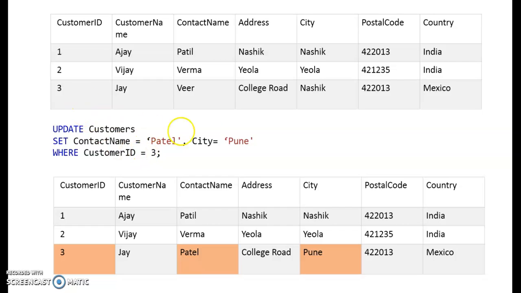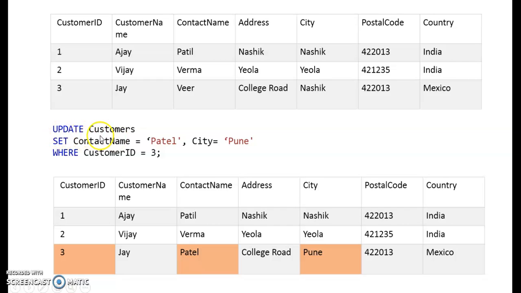Now see here we have a table. There are customer ID, customer name, contact name, address, city, postal code and country. There are 3 records for this table, and this table is nothing but the customer table. And here we are performing the update command.